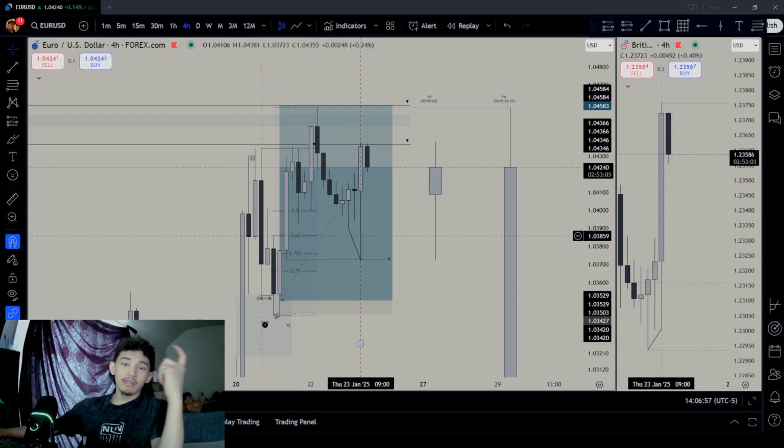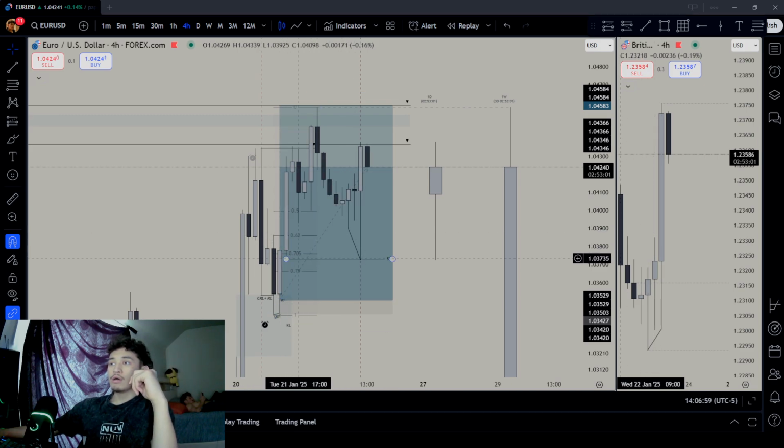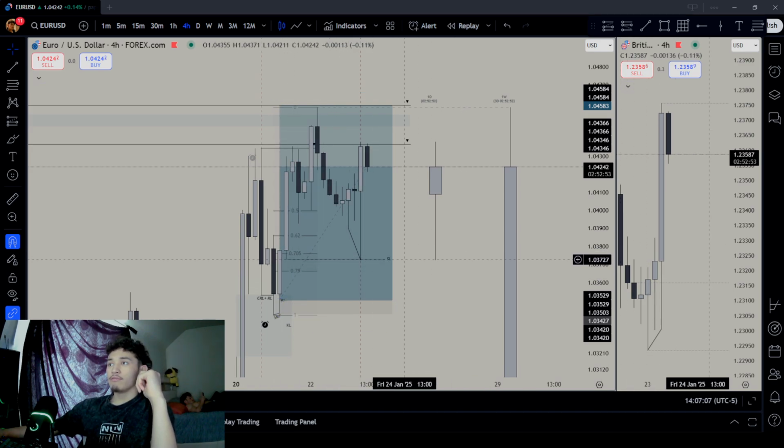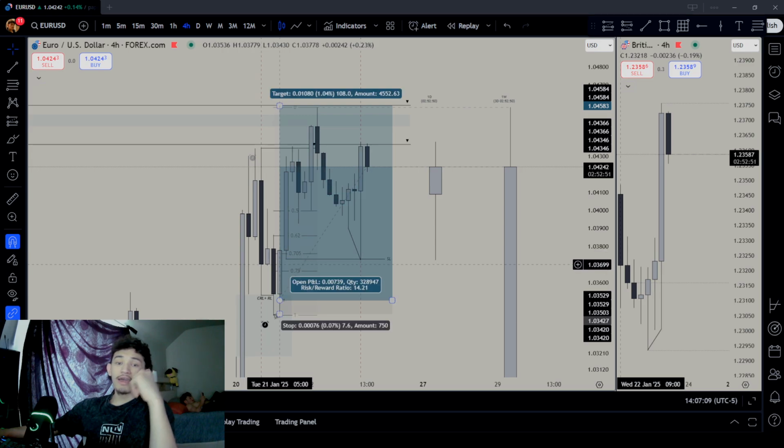And our OTE levels, as you guys know, are 0.62, 0.705, 0.79. Those are our OTE levels, and those are the highest probability OTE levels.